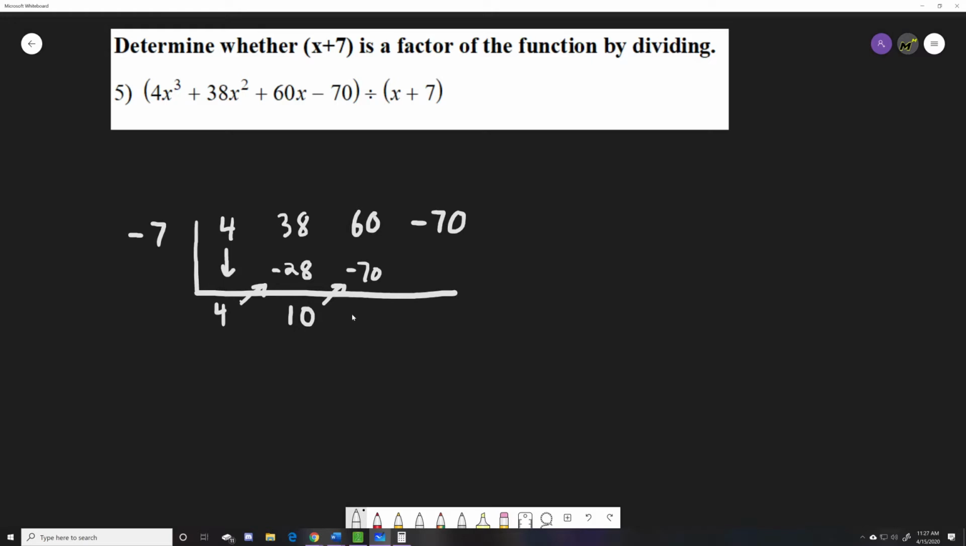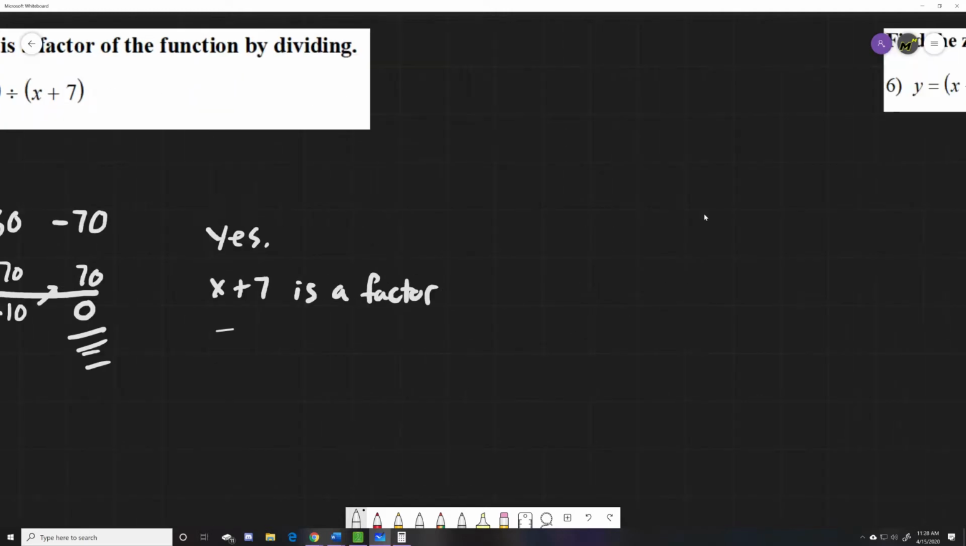And then remaining we have -10, and -7 times -10 is a positive 70. -70 plus 70 is 0, and hey, we have no remainder right here. So we have 0, which means, yes, x plus 7 is a factor. And there you go. Okay, on to the next, number 6.